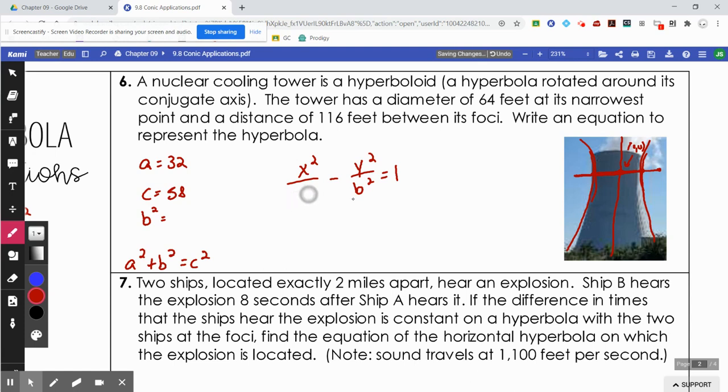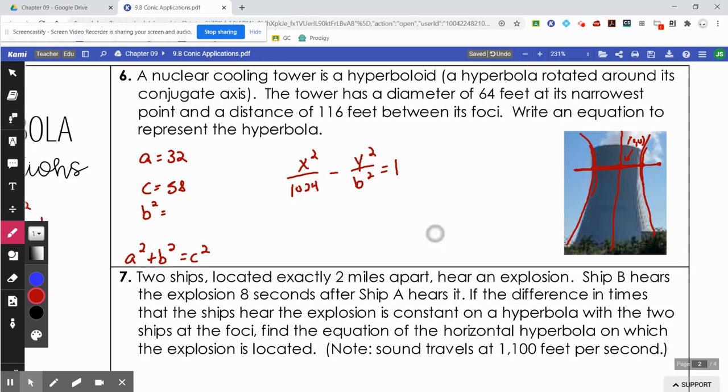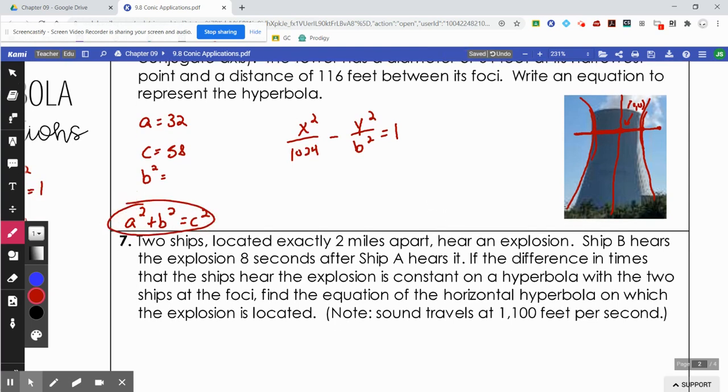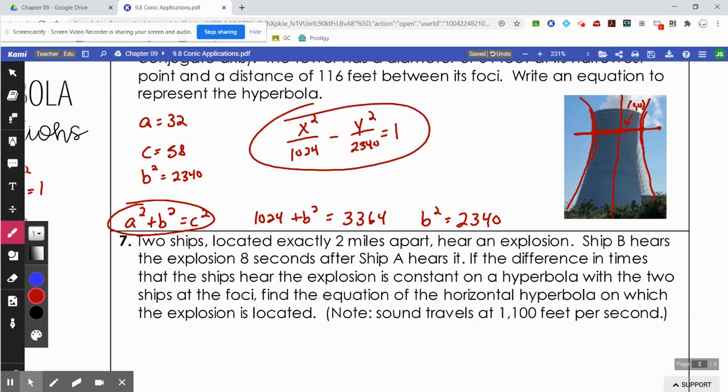Your a squared value is going to be 32 times 32, which is 1,024. Now, we don't have b squared, but again, we can use this formula to find it. A squared, which we just found, which is 1,024, plus b squared is equal to c squared, which is 58 times 58, which is 3,364. Once you solve that, you'll get that b squared will have a value of 2340. And again, it's kind of silly to solve that for b, because in your formula, you need b squared. So go ahead and plug that 2340 in, and there is your hyperbola.